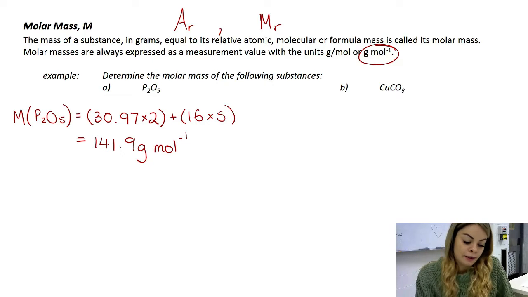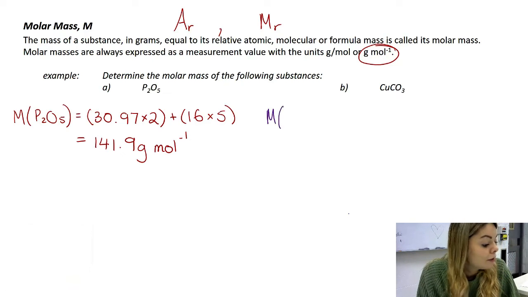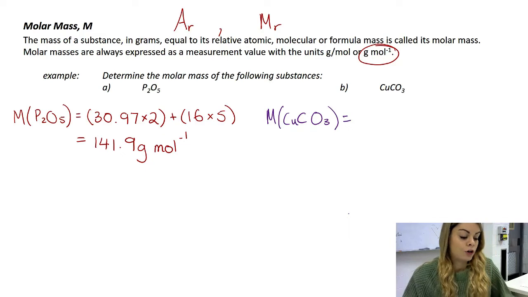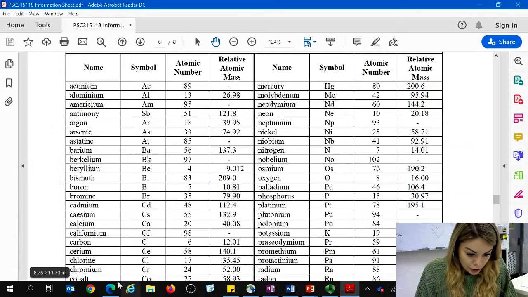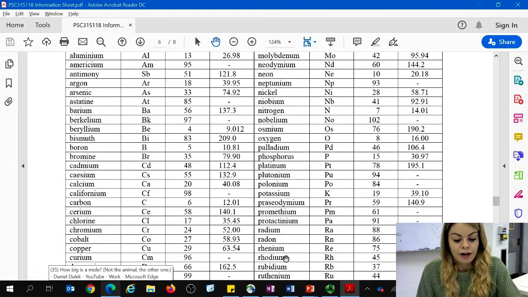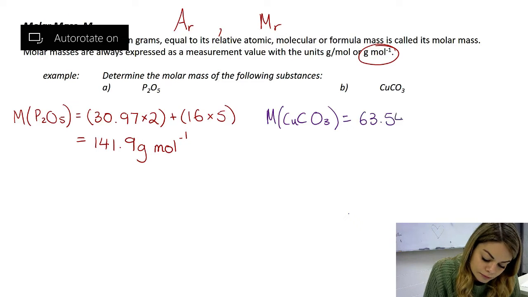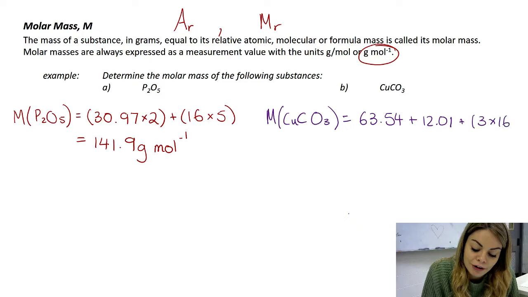All right, the next one, the molar mass. Choose a different pen color so they don't get mushed together. The molar mass of CuCO3, what's that, copper carbonate, is the molar mass of copper, and we just have to check these. So copper is 63.54. Plus carbon is 12.01, plus oxygen is 16, and we've got 3 of those.